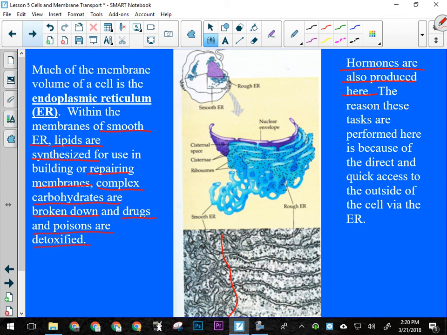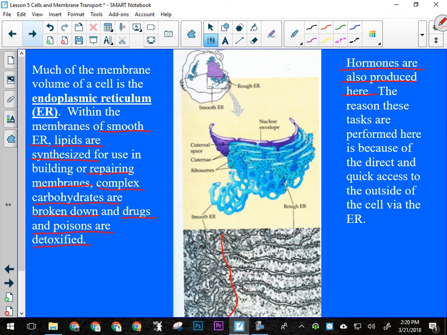Okay. The complex carbohydrates, when they get broken down, because the smooth ER is kind of everywhere, they can quickly get to like the mitochondria where they'd be needed to be broken down and used in energy. Okay. Lipids, we want those to get to the membrane quickly because they're used to repair the membrane, so we want them to get there fast. Okay. So that's kind of the logical part of all this stuff happening in the smooth ER.